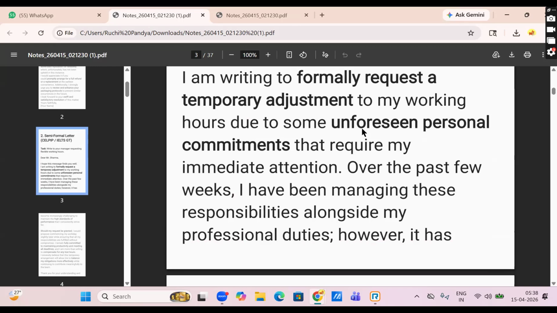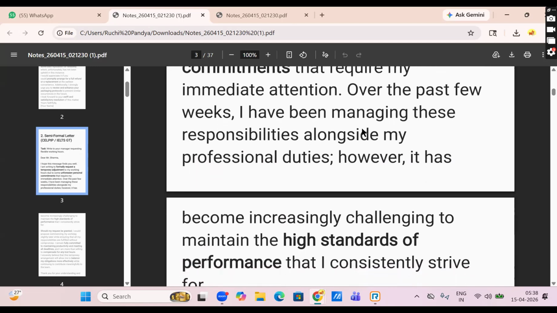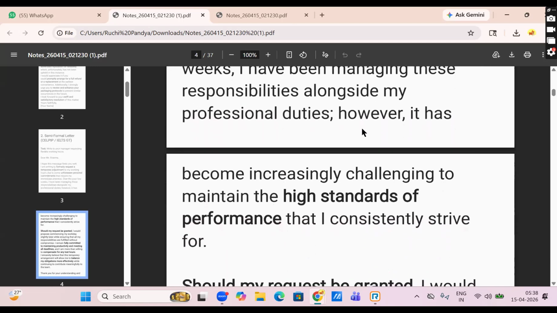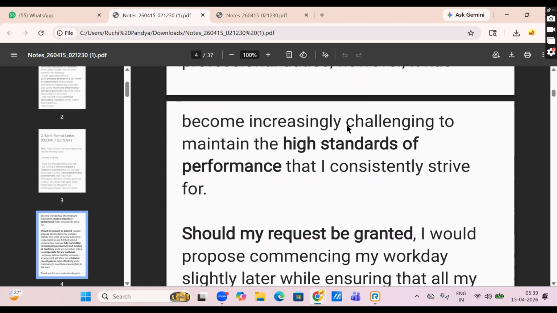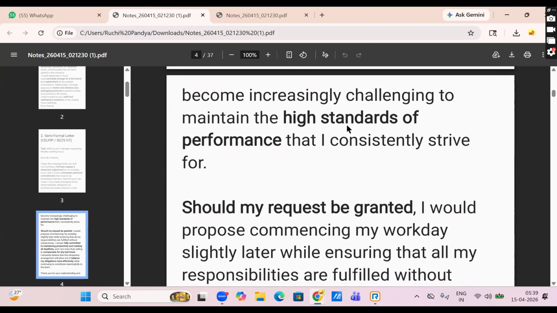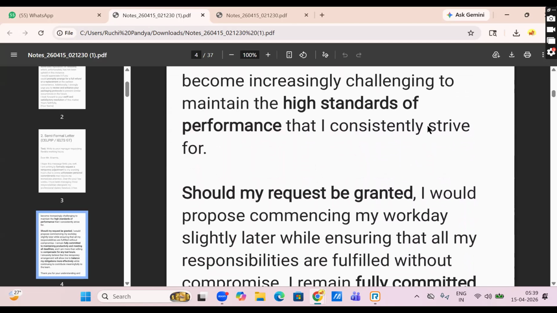Over the past few weeks, I have been managing these responsibilities alongside my professional duties. However, it has become increasingly challenging to maintain the high standards of performance that I consistently strive for.